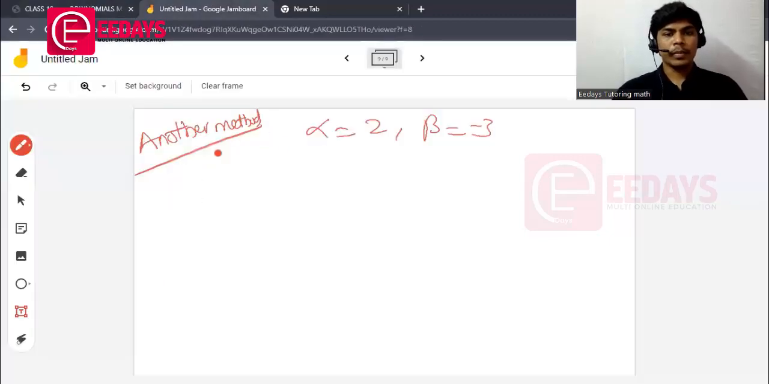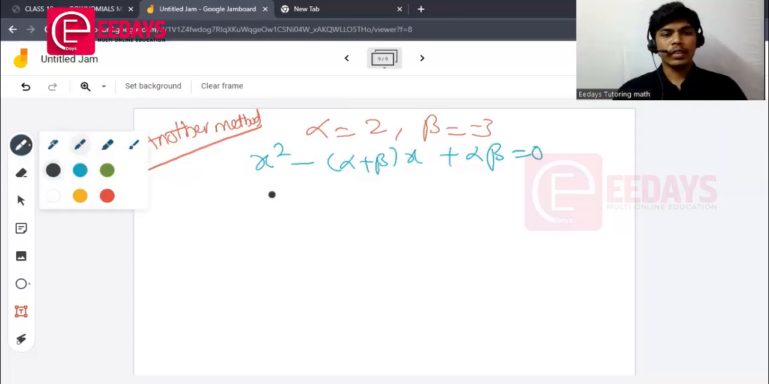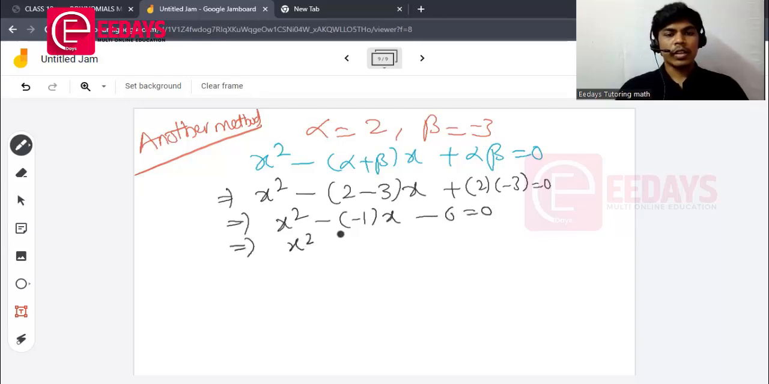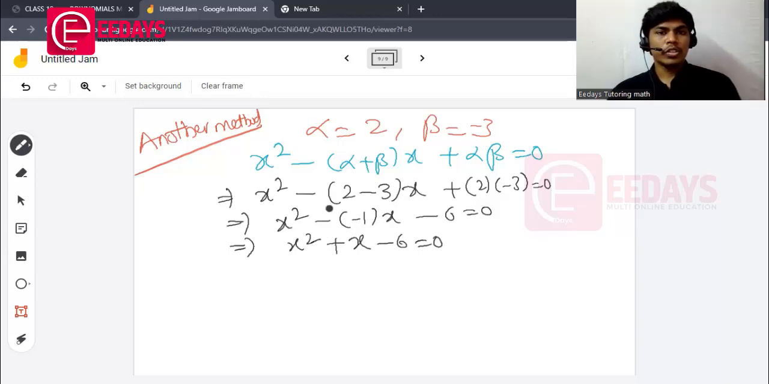Beta is minus 3. Substitute in the general form: x square minus sum of zeros into x plus product of zeros is equal to 0. So x square minus alpha plus beta, they gave 2 minus 3, into x plus 2 into minus 3 is equal to 0. So we are getting x square minus of minus 1 into x plus minus 6. So x square plus x minus 6 is equal to 0. So we get this equation.